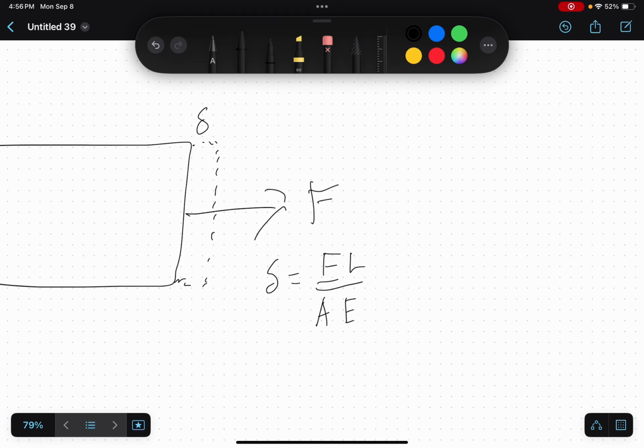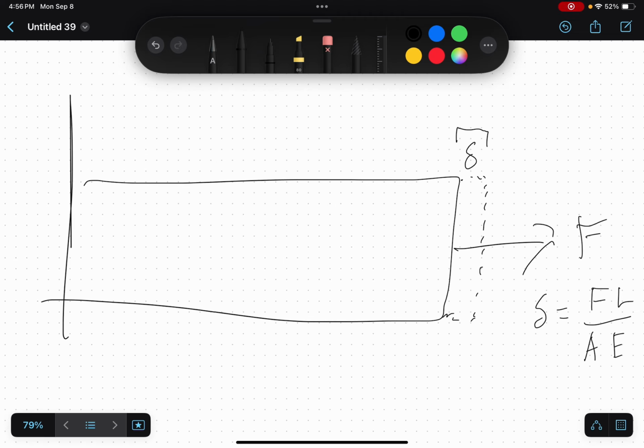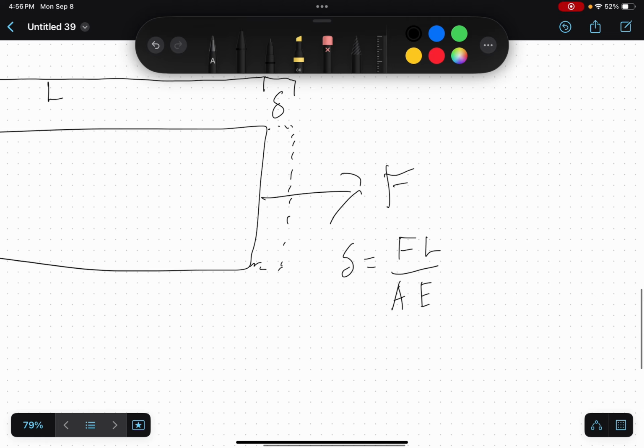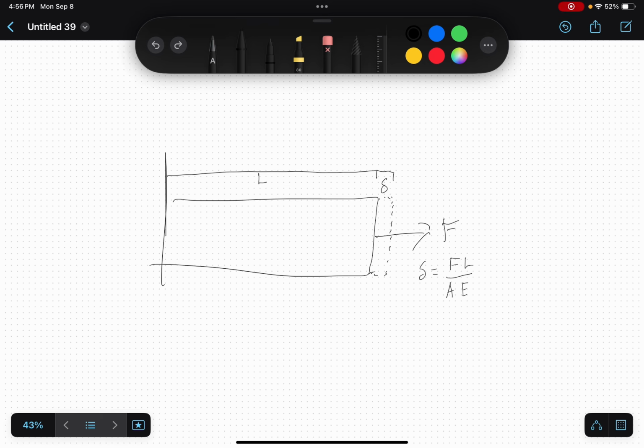So force, that's this number. L is the original length of the beam. So that length. A is a cross-sectional area, so it could be like pi r squared or whatever. E, they'll give it to you. It's a property of the material. So like if you got rubber, it's very flexible, so E would be a very small number because the deformation would be huge. But if you have like metal, E would be a very big number, which will mean the deformation will be tiny.